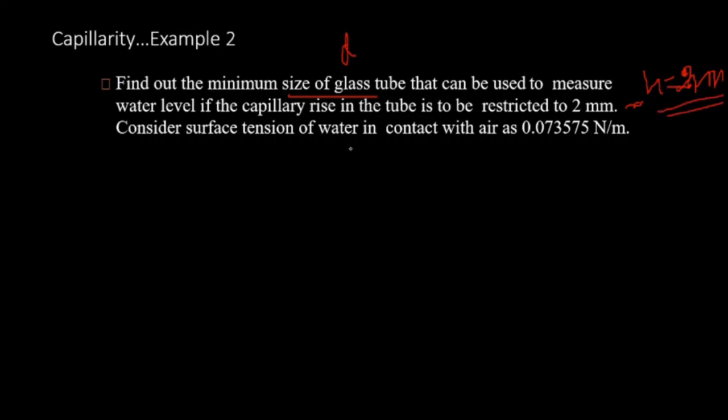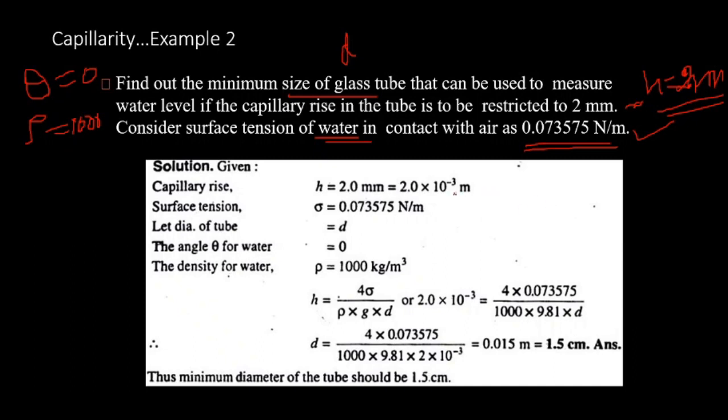So consider the surface tension of water. See here, surface tension of water. What point should come to your mind? That theta is equal to 0, and the density of water is 1000 kg per meter cube. It should come to your mind. The surface tension value is given in newton per meter. So h is noted, surface tension is noted.